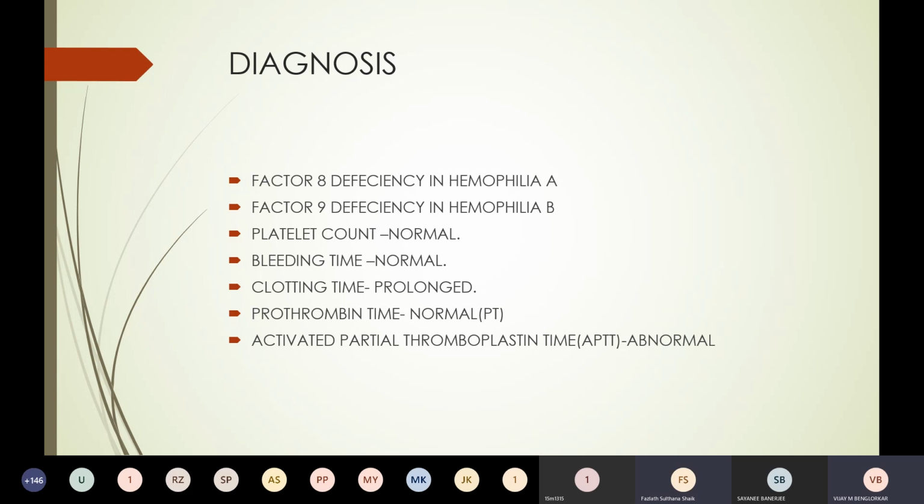Also, activated partial thromboplastin time will be abnormal. But prothrombin time, which depends on the vitamin K dependent factors like factor 5 and 7, will be normal. So for diagnosis, we should do the factor 8 level, clotting time, and activated partial thromboplastin time.